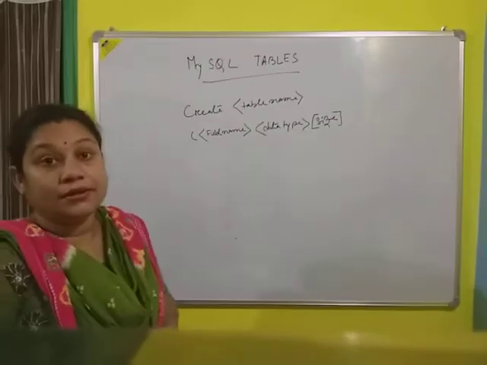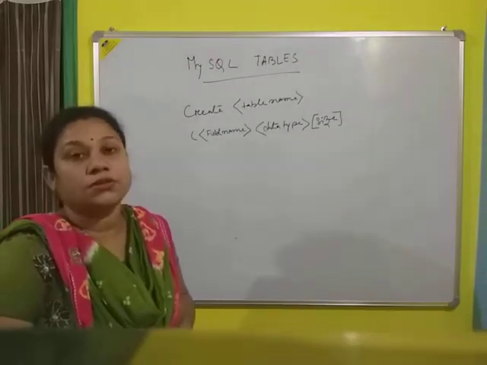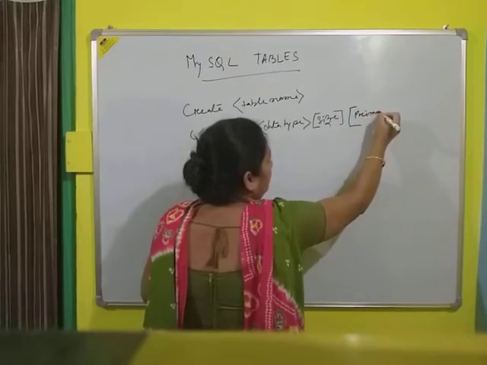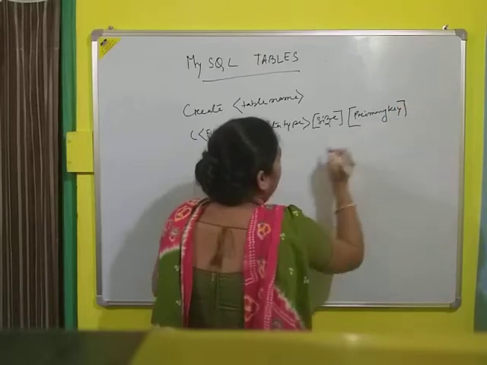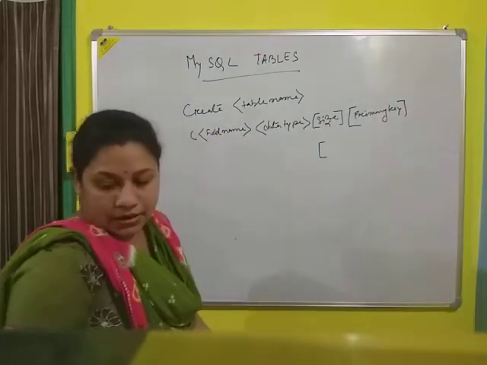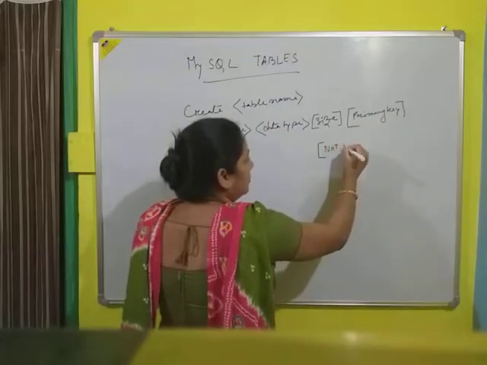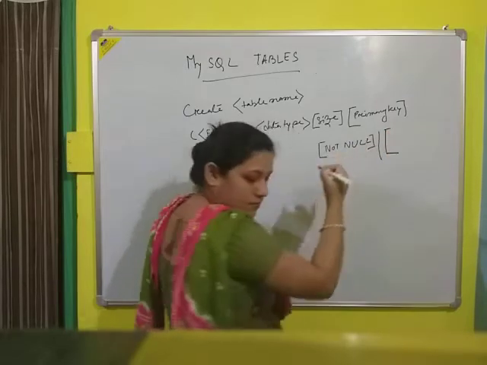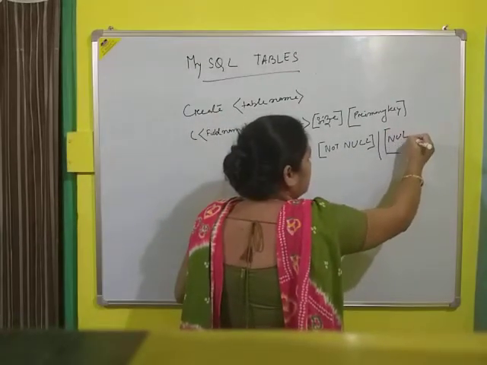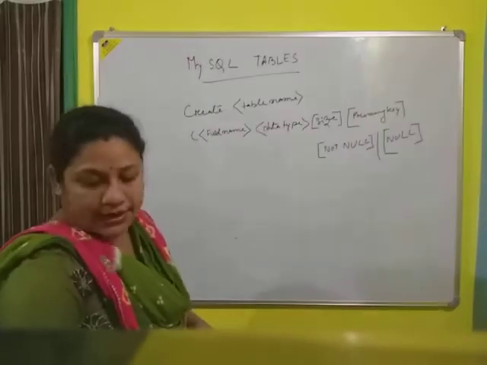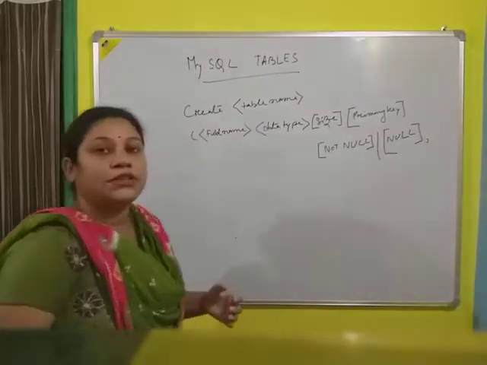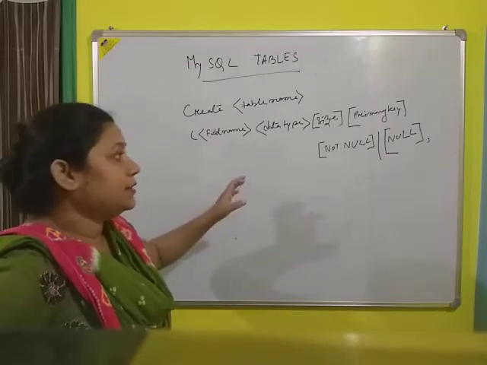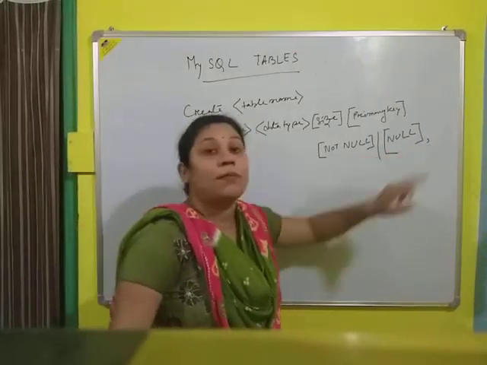Some other important constraints are also used whenever you create the table, like primary key. And then you can specify not null slash null. After that, because we are going to declare many fields in a table, we can have many fields inside one table, and you can separate the fields by using this comma.